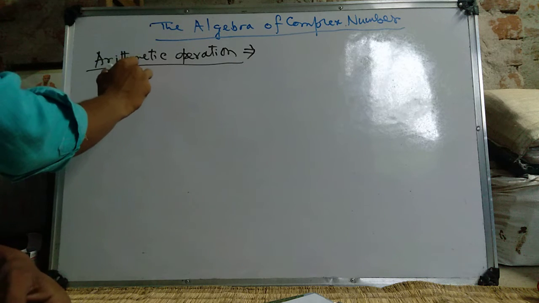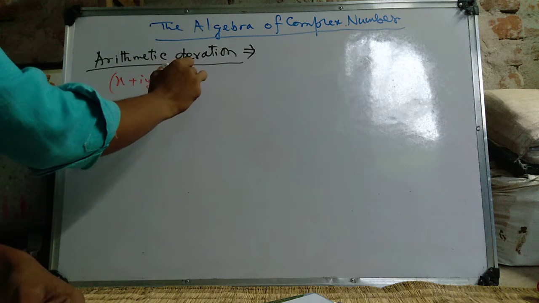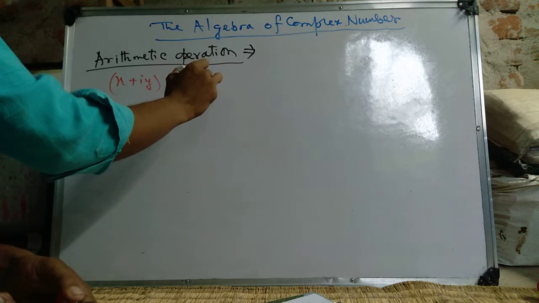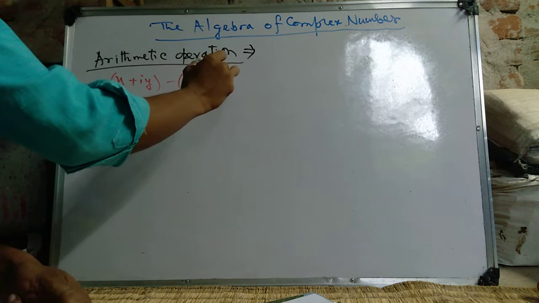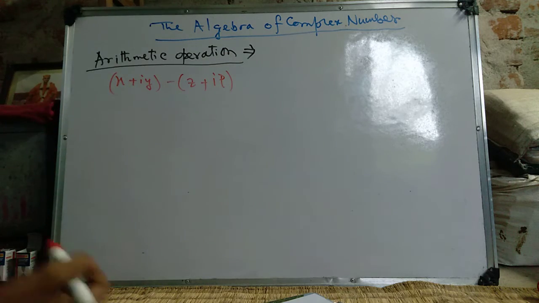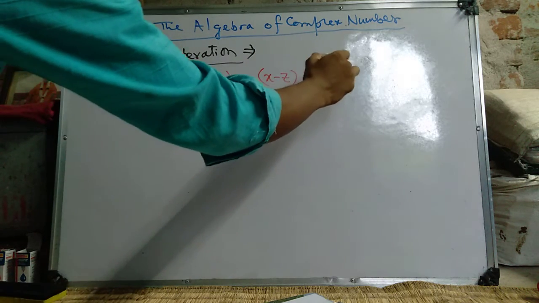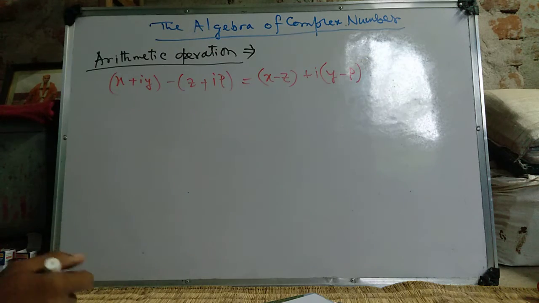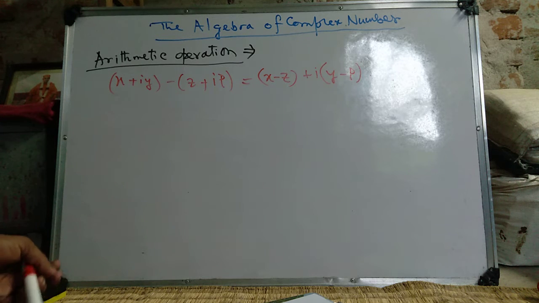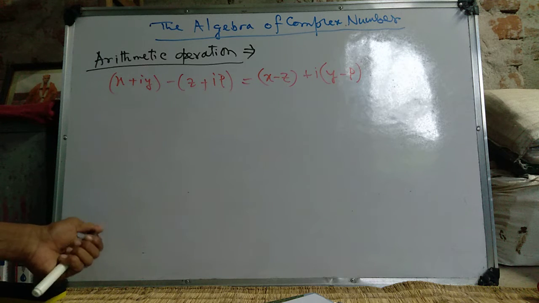Next, if we have x plus iy and we take the difference z minus z plus ip, that means just the subtraction operator. Then what we find? We find it in a very simple way: real part minus real part, imaginary part minus imaginary part, and just keep the i in front of the imaginary part.